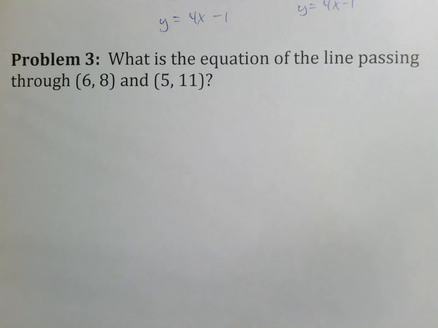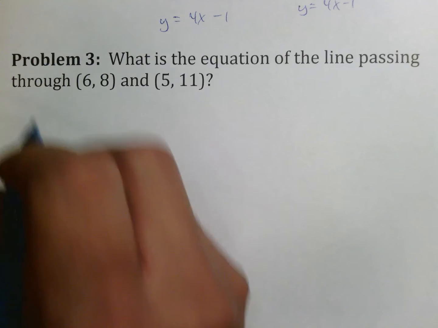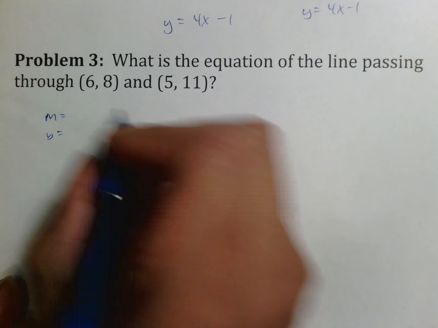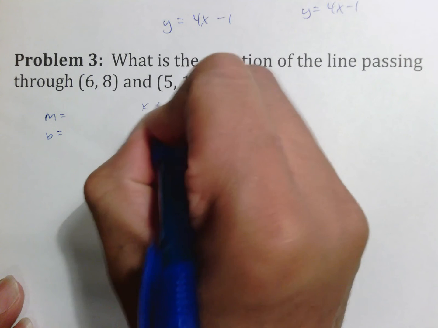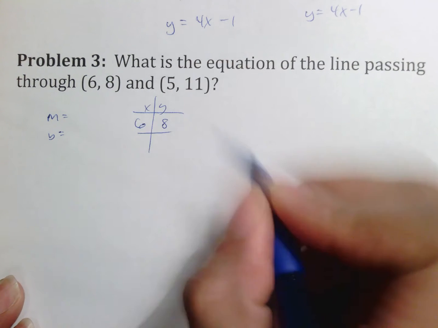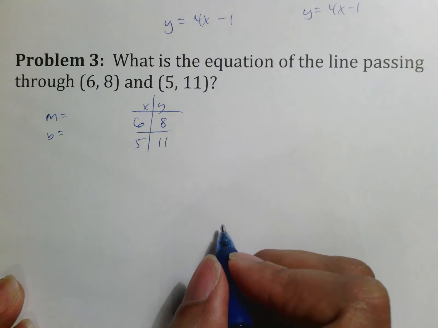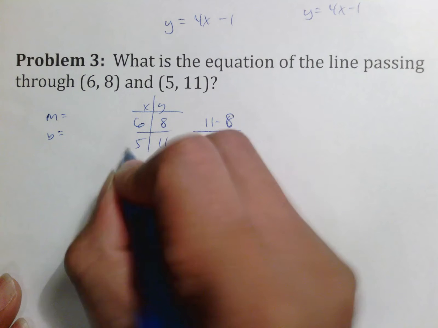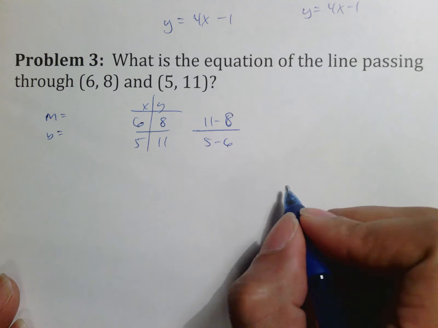Problem 3 says, what's the equation of a line passing through (6, 8) and (5, 11)? Again, I need m and I need b. That is what I told you to write down in the beginning. I do not know what m is, so I simply do my xy chart, putting (6, 8) in the first slot, (5, 11) in the second slot. On top, I do 11 minus 8. On bottom, I do 5 minus 6.